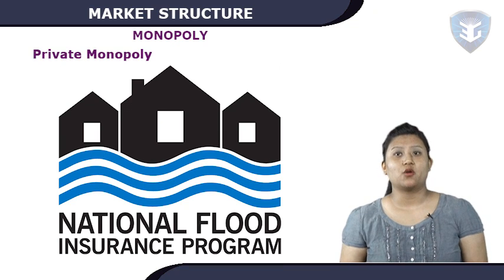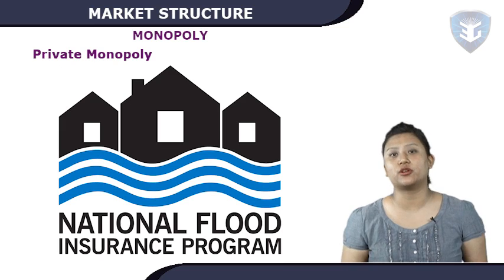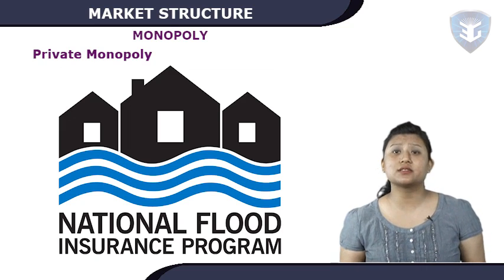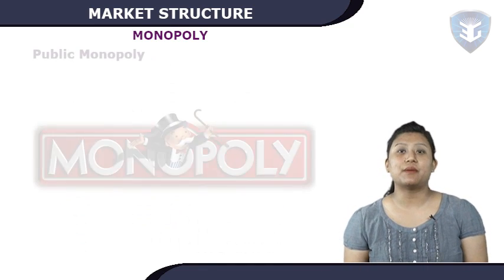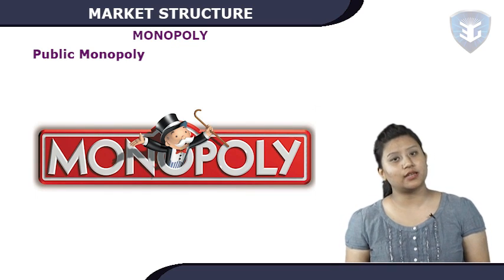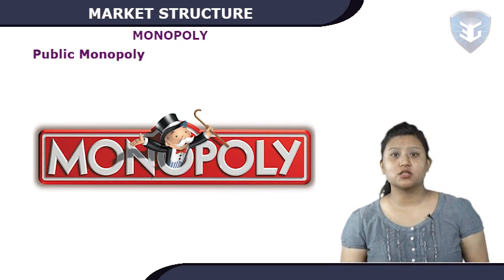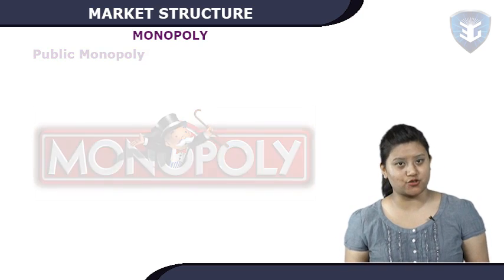Private monopoly. When production is owned, controlled and managed by the individual or the private body or private organization, it is called a private monopoly. Public monopoly. When the production is owned, controlled and managed by the government, it is called public monopoly. It is welfare and service oriented, so it is also called as welfare monopoly, example railways, defense, etc.